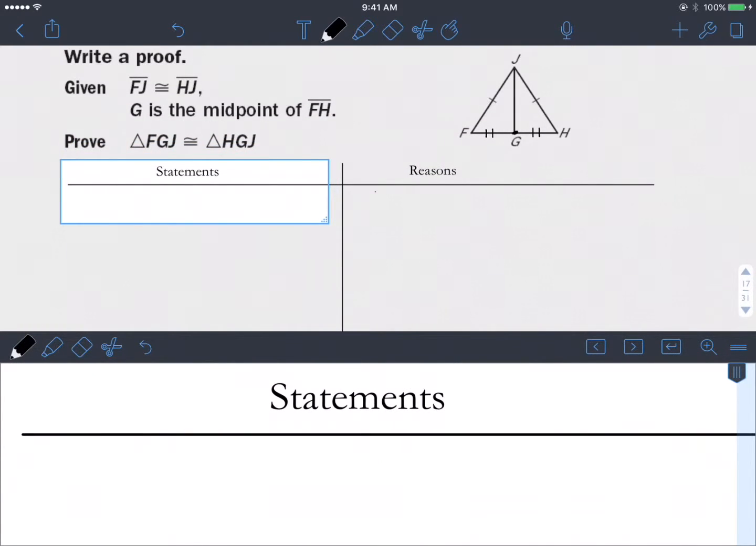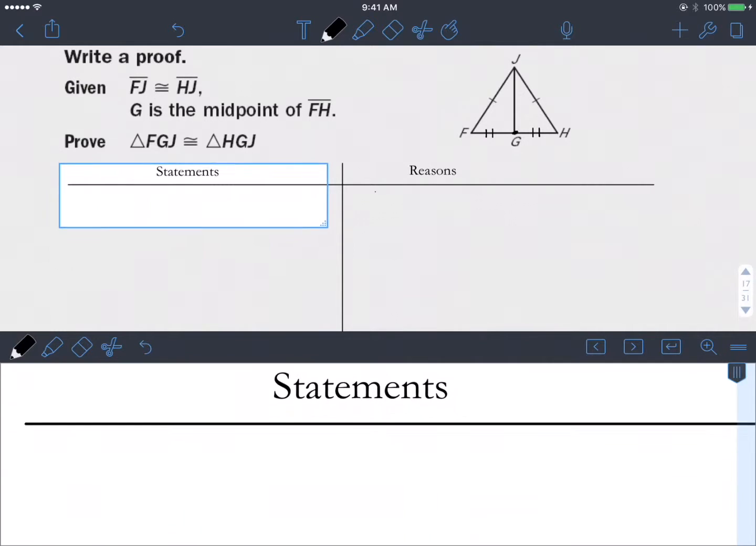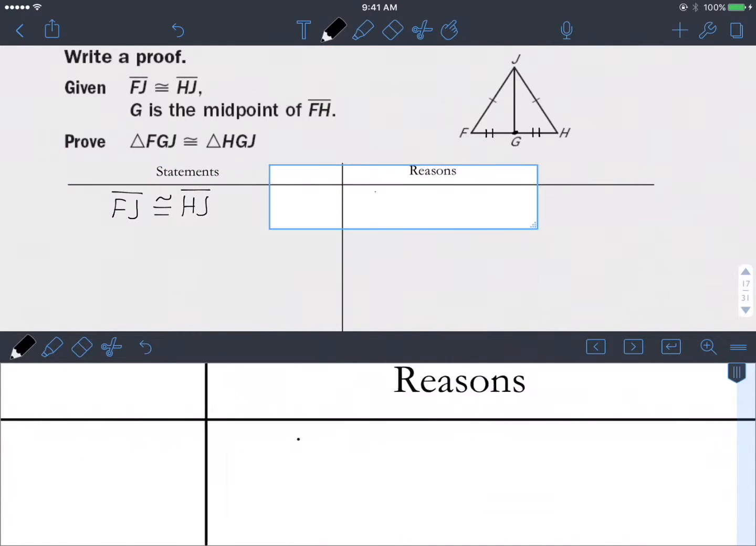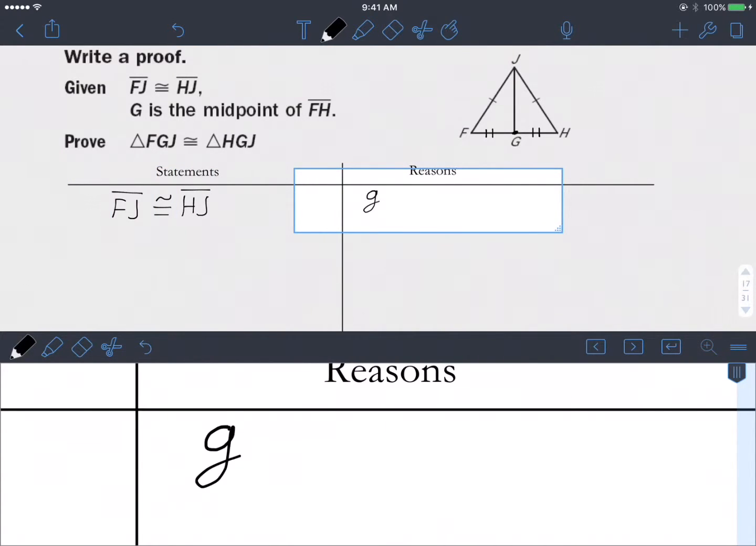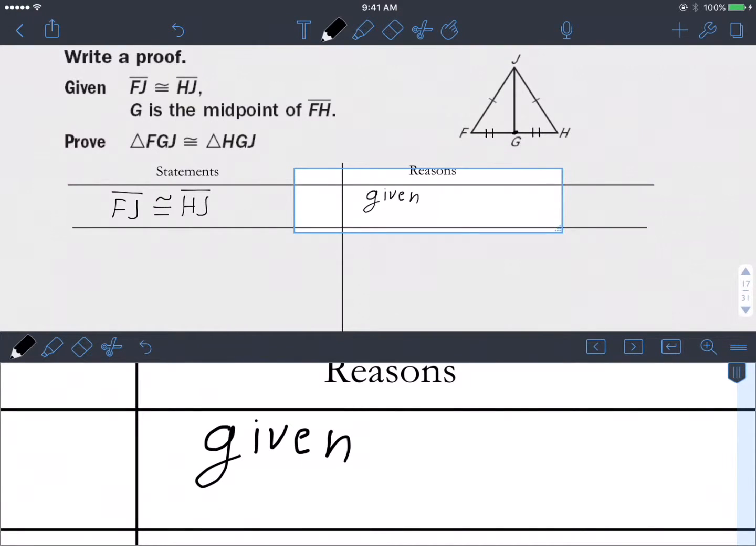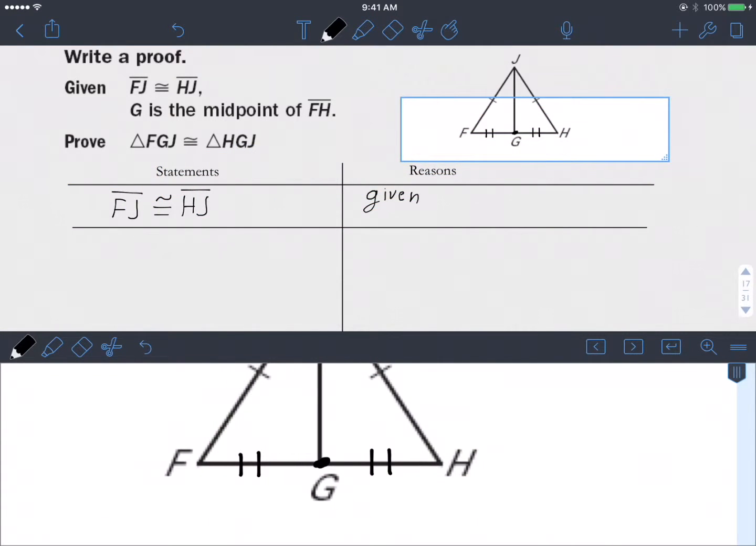So in our proof, we always start off with what's given. It's easy, get it out the way. So FJ is congruent to HJ, and that's given. So that's 1 side down. We need to have 2 more sides in order to show that all 3 sides are congruent. So by looking at our diagram, what other sides are congruent to each other?